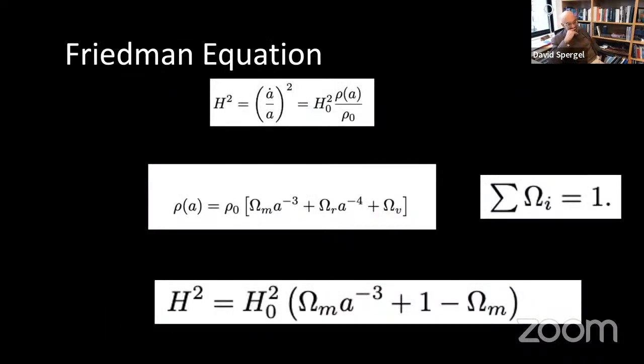We describe this expansion by what we call the Friedmann equation that relates the expansion rate, or the Hubble constant, to the density of the universe.